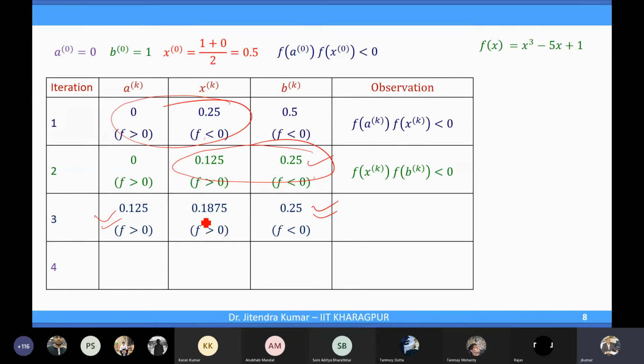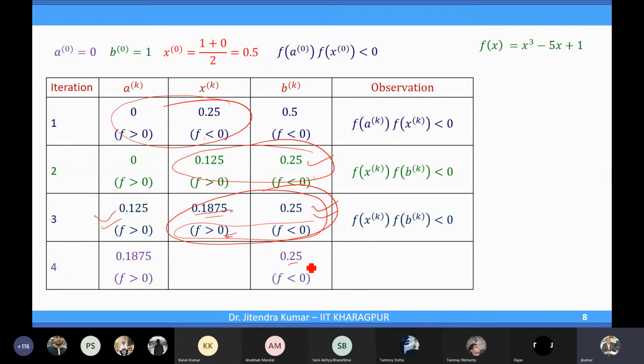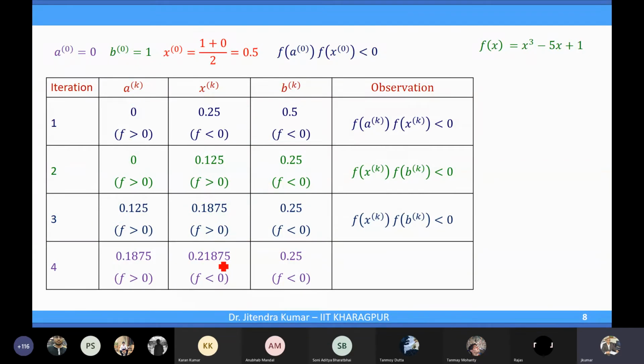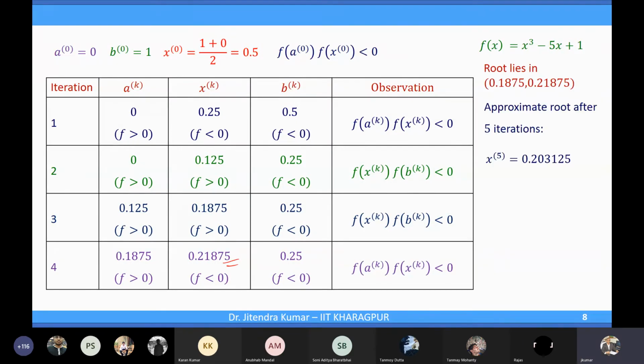And then this is the middle one. Again, you check your function value. It's positive. So here positive, negative. So it is moving to this portion now. So you go with 0.1875. Then you have 0.25. And then the middle again is your x4, so 0.2185. That is the answer after these four iterations. So the root lies between this and this number, and then you can just take half of it. So that's after 5 iterations, x5.